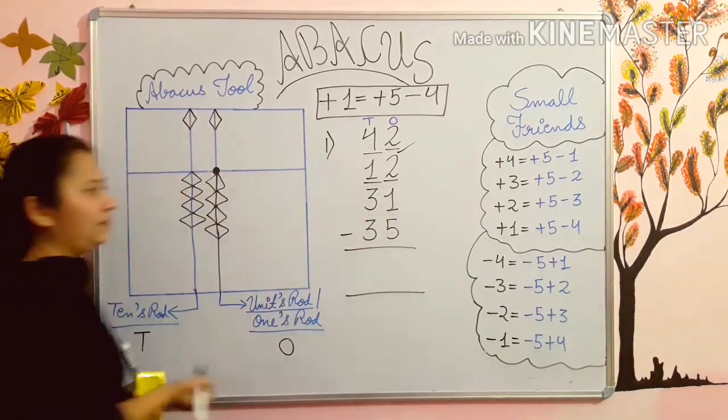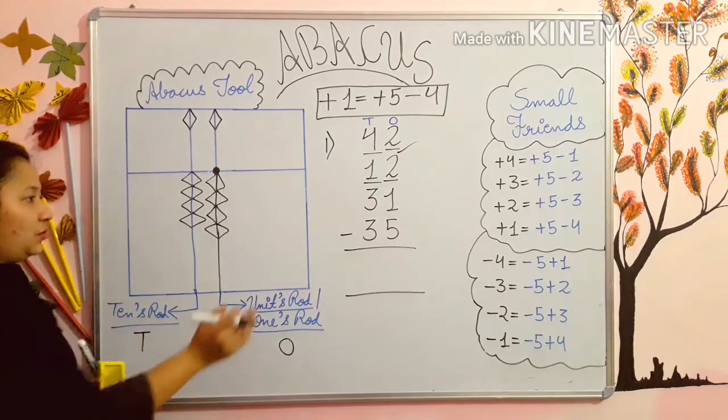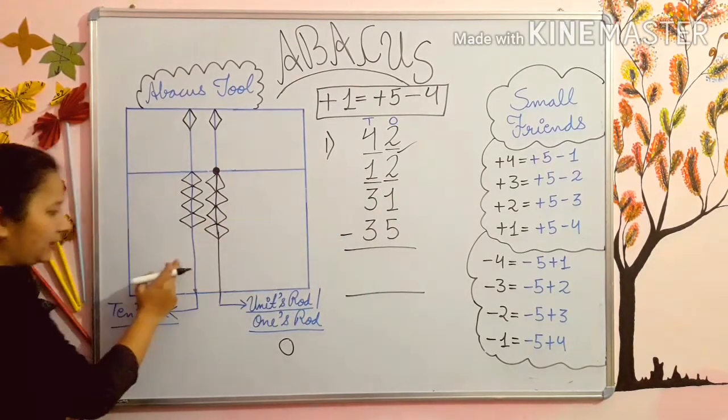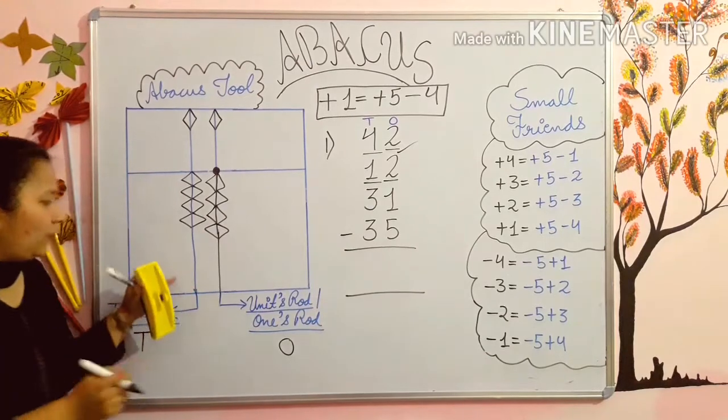Now 1. Now see, students, 1 you have to add in tens rod. But you can see no bead is there.